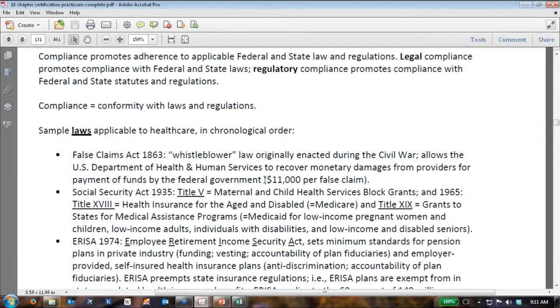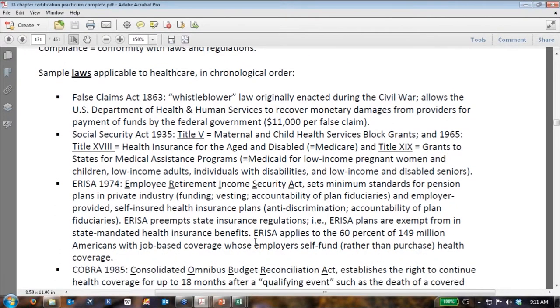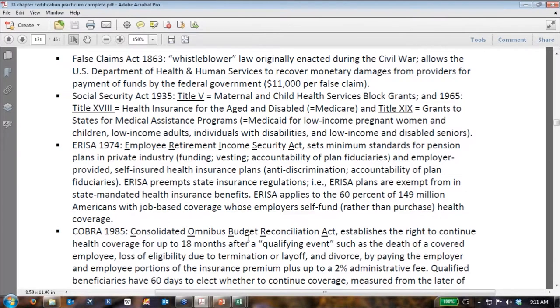The Social Security Act, we already talked about these different titles, and let's talk about ERISA next. It's a law that is 40 years old this year. It just had its anniversary this summer.